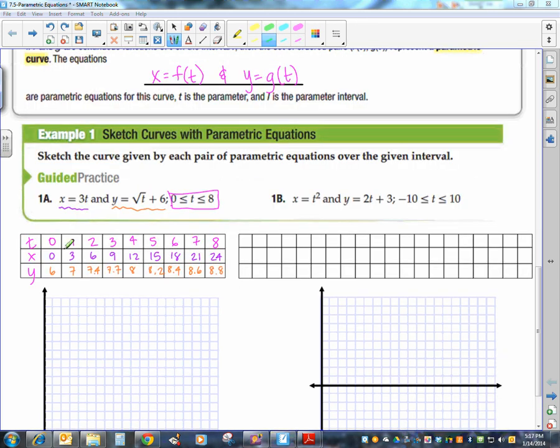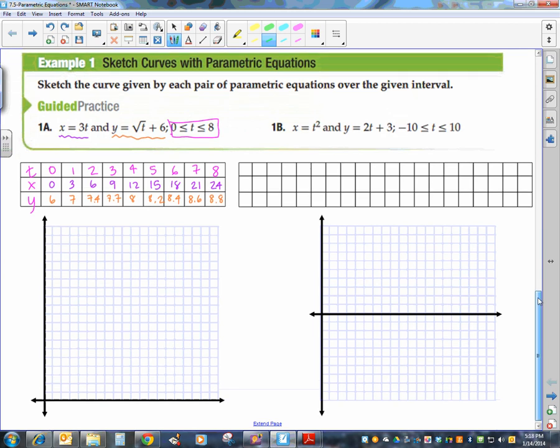Okay, we have our charts filled in, and I color-coded it so you can see that to get the values in purple, I plugged these values of t into that equation. 0 into that is 0. 1 times 3 is 3, and so forth. Then to get the orange, I plugged the t values into the equation that says y equals, to get those ordered pairs.